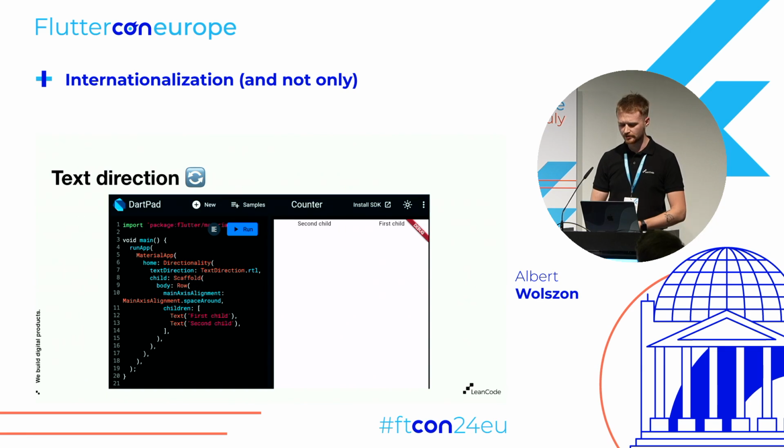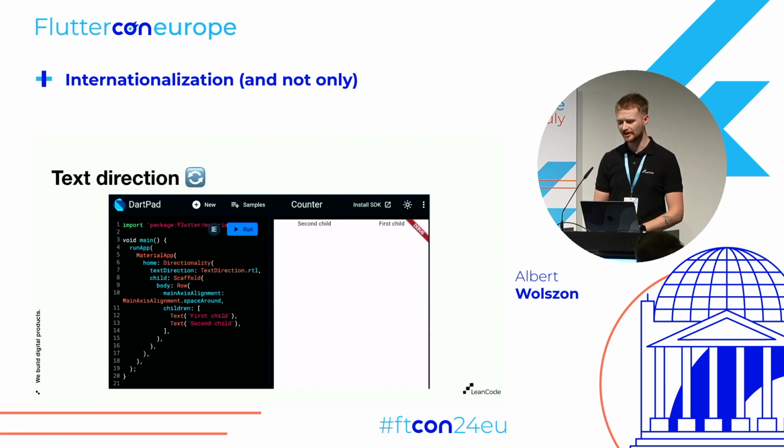Flutter has a really good support for directionality. What you can see here is just a row widget that has 2 children, 2 texts, the first child and the second child, which are in this order in the code. But on the right side, in the preview, you can see that they're mirrored. And this is because I wrapped this row with a directionality widget, and I set it to right to left. And row is then displaying all these children in a reverse order.